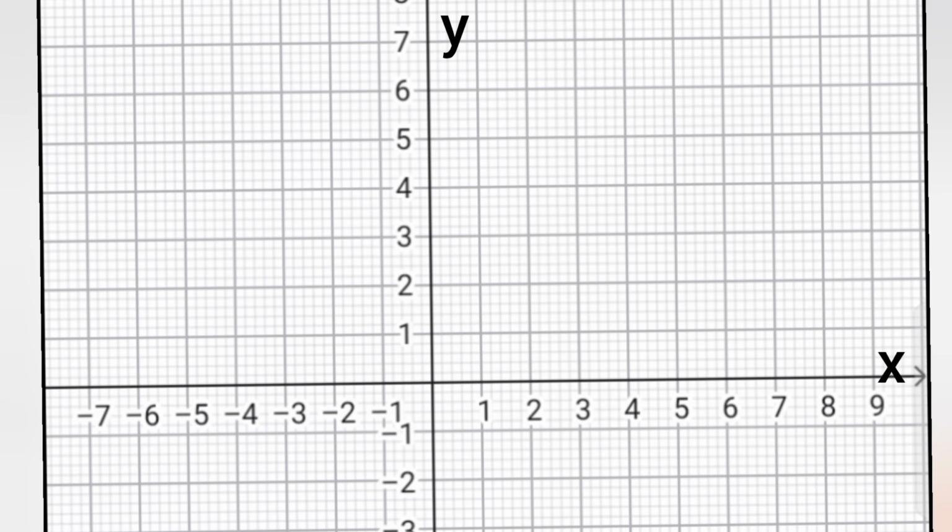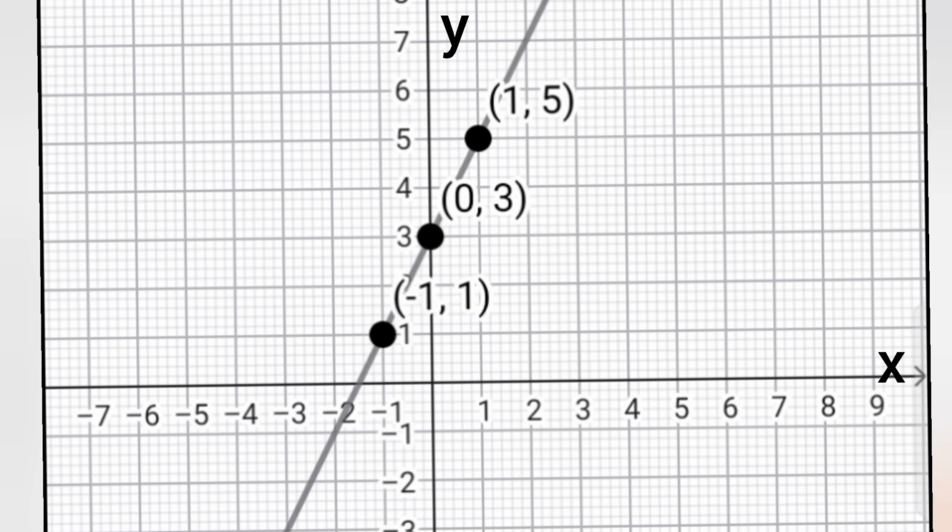So let's graph the equation. Our first point is the y-intercept 0, 3. And if we go to the right 1 unit, then we go up 2 units, and we have this point 1, 5. And if we go to the left 1 unit, we should go down 2 units. So we have this point negative 1, 1. And connecting these 3 points, we have this line y equals 2x plus 3.